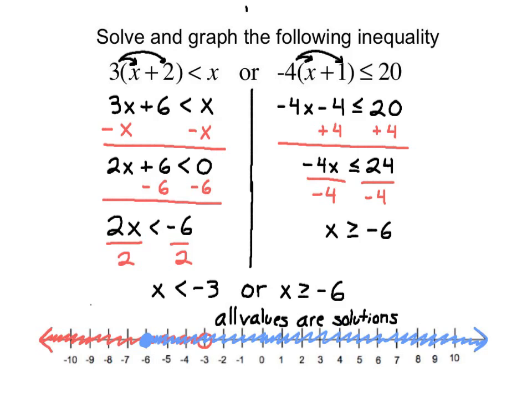And this is a unique case, but we can see this sometimes with the OR. When they overlap in this manner, it is possible to highlight the whole number line, and that just means, not a big deal, that all values are going to be solutions.